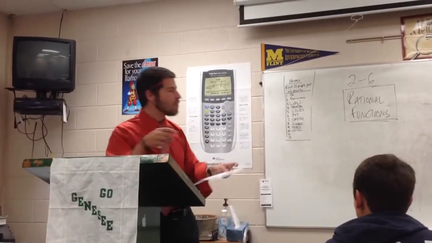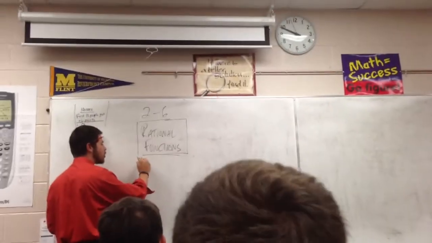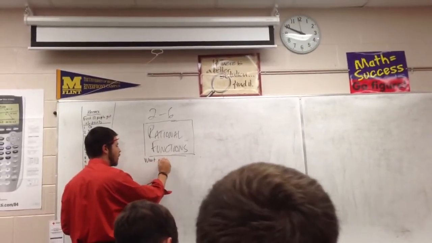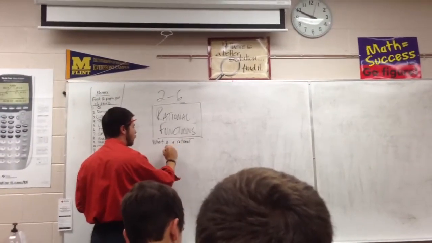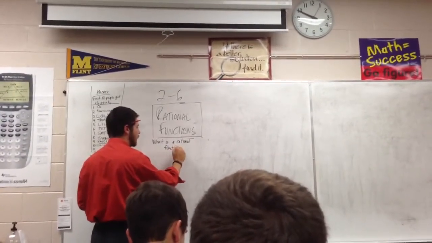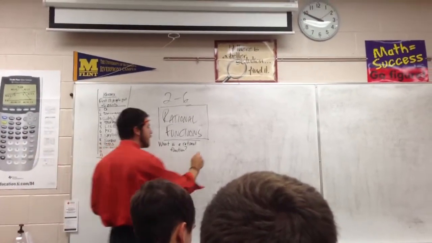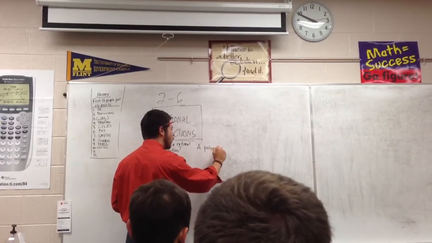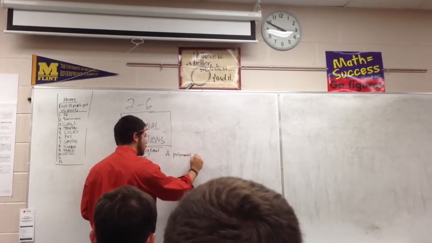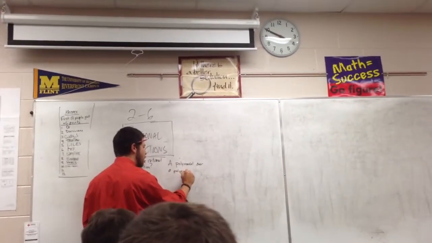This is 2-6 rational functions. Let's first define, and we'll ask the question, what is a rational function? I'm going to give you a real simple definition for what a rational function is. We're going to spend a little bit of time graphing it today. And it is simply this: a polynomial over a polynomial. If I give you a polynomial on the top and a polynomial on the bottom, that is a rational function.